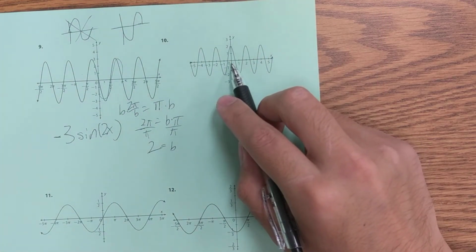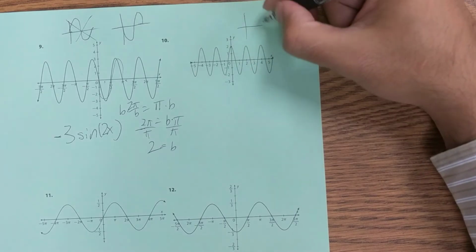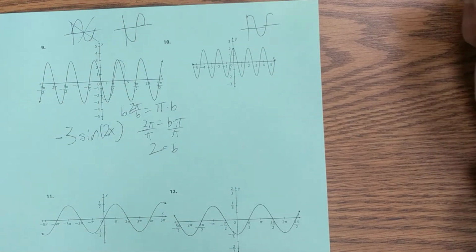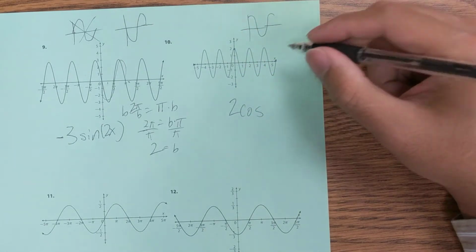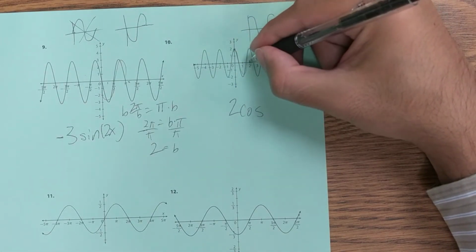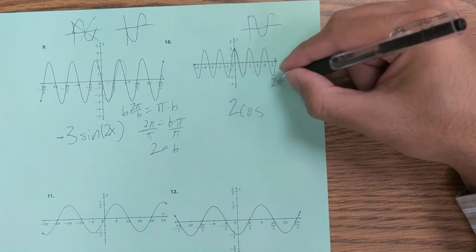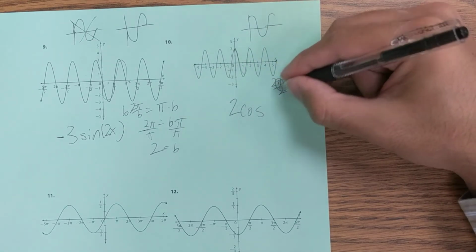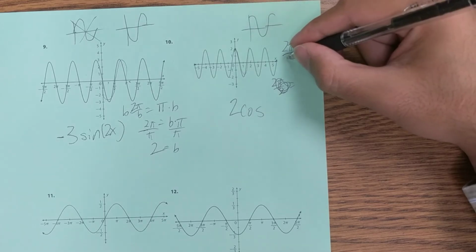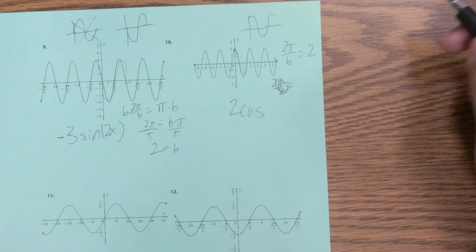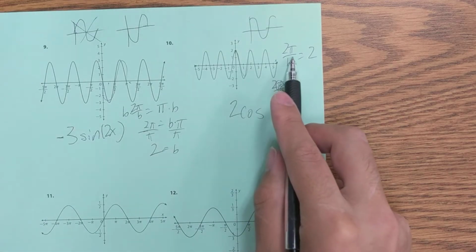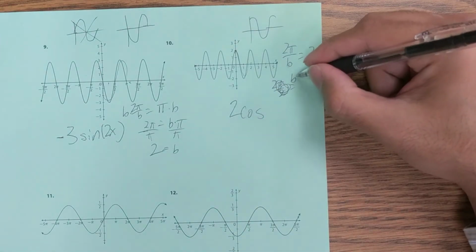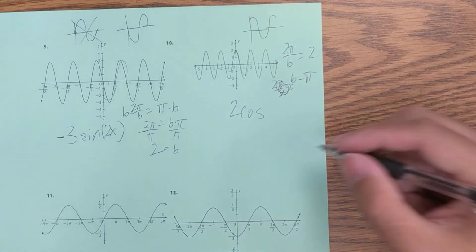Okay, this one we're going to call cosine because it starts at the maximum, just like the typical cosine function does. The amplitude is 2. And what's the period? It takes 2 units. The period formula is 2 pi over b, and the period is 2. So solving for b, we can see that b has to cancel out the pi, so b equals pi.